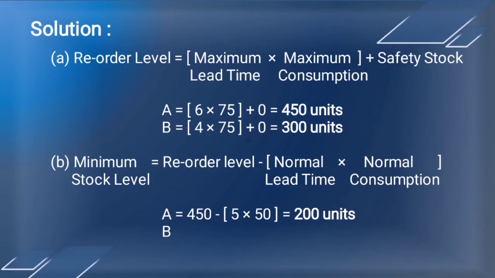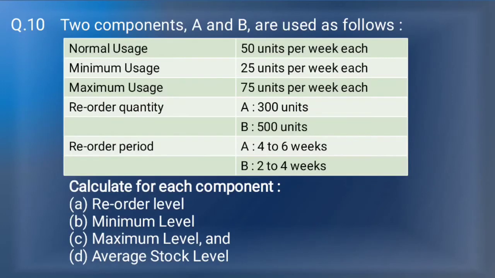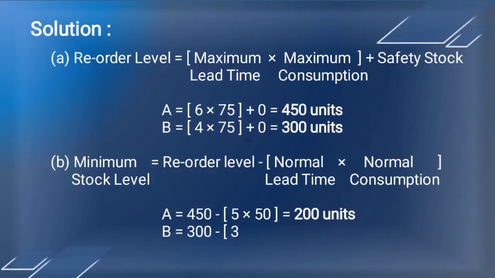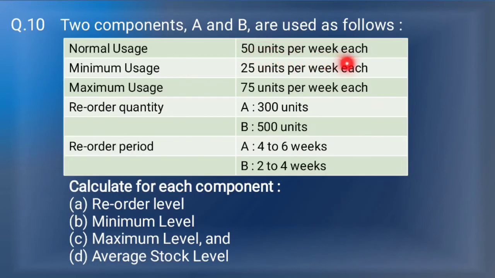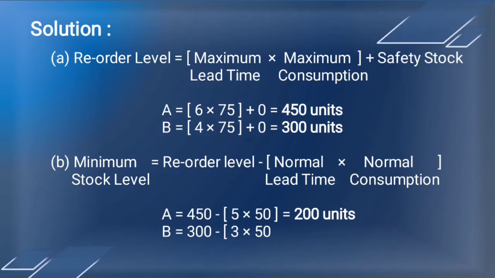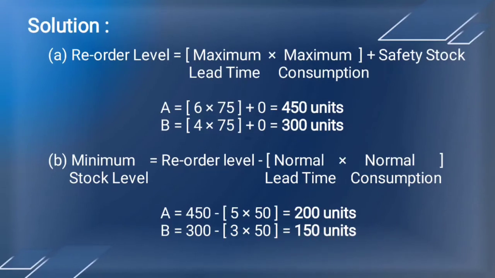For component B, which is equal to reorder level, that is given as 300 units. So we'll record 300 minus normal lead time. So the normal lead time for component B is 3 weeks. So 3 into normal consumption, which is 50 units per week each, which will be equal to 150 units. So the minimum stock level for component B is 150 units.